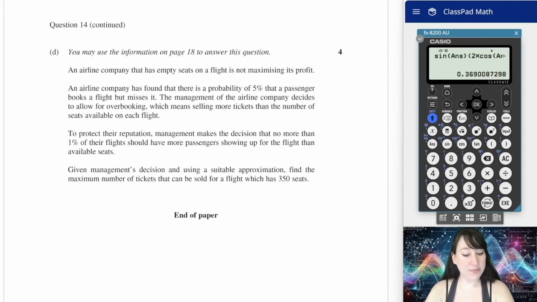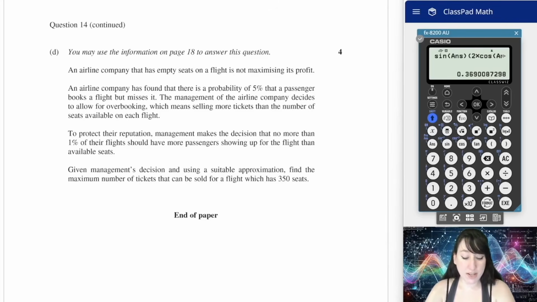Question 14D. An airline company that has empty seats on a flight is not maximizing its profits. An airline company has found that there is a probability of 5% that a passenger books a flight but misses it. The management of the airline company decides to allow for overbooking, which means selling more tickets than the number of seats available on each flight.